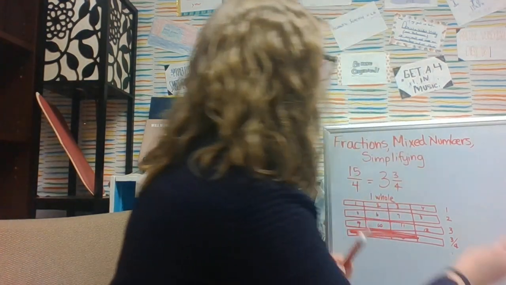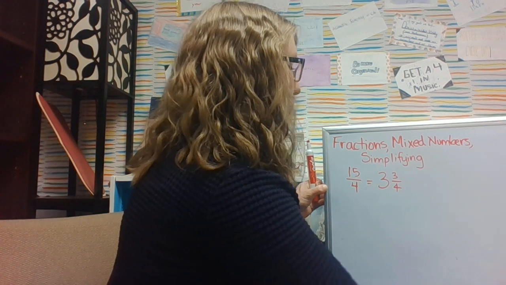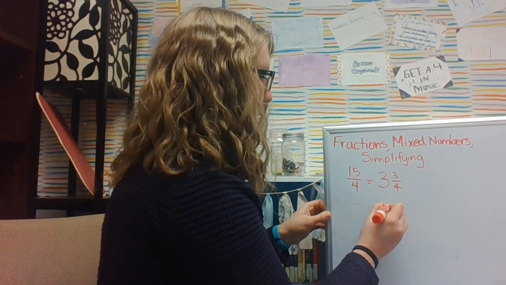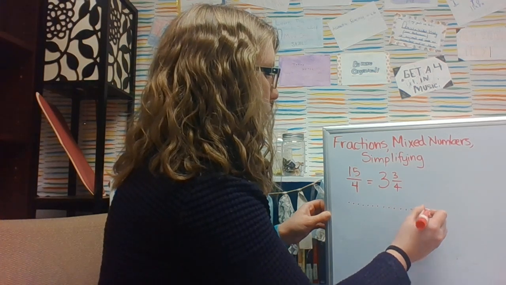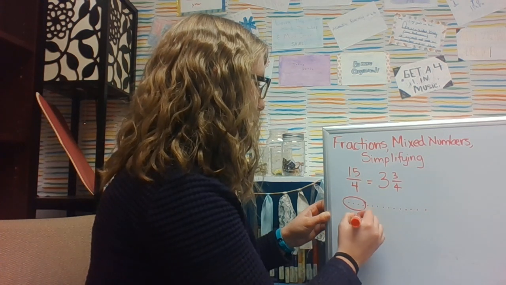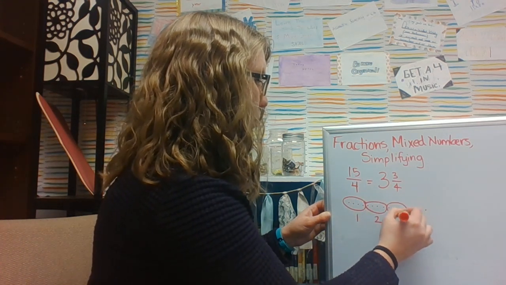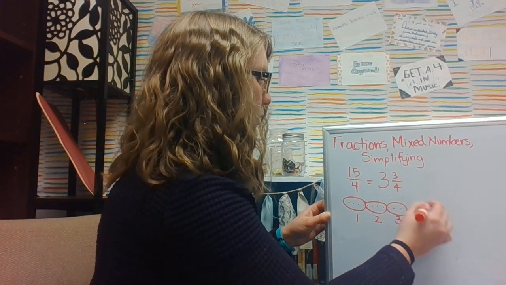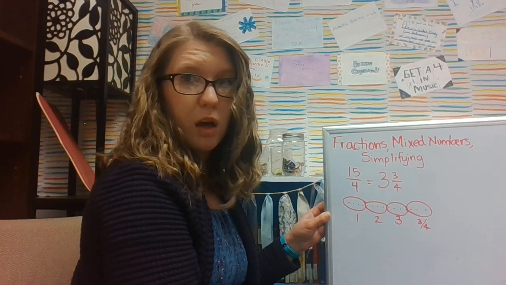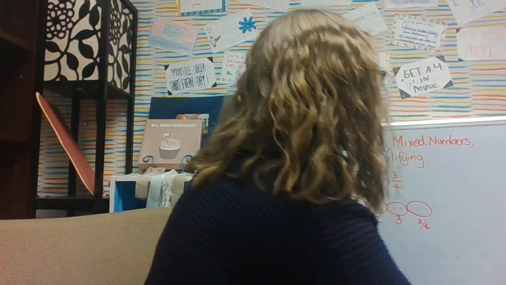If I didn't want to draw a whole picture, but I still wanted some visual for myself, I could also just do dots. So I can just do 1, 2, 3, 4, 5, 6, 7, 8, 9, 10, 11, 12, 13, 14, 15. And then I just make groups of 4. So I have a group of 4. Okay, that's 1. I have a group of 4. Okay, that's 2. I have a group of 4. That's 3. Oh, I only have 3. So that's going to be 3 out of 4 that I have. So I can just draw little dots, and that goes really fast too, if I weren't quite sure.